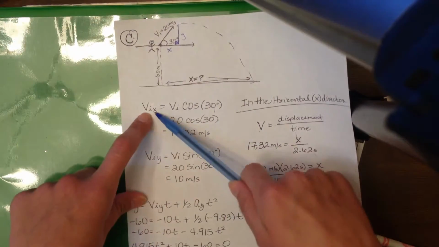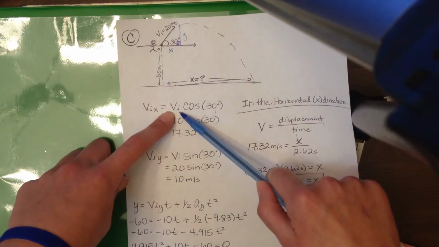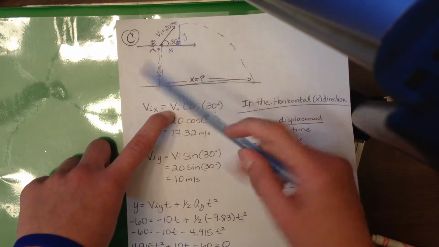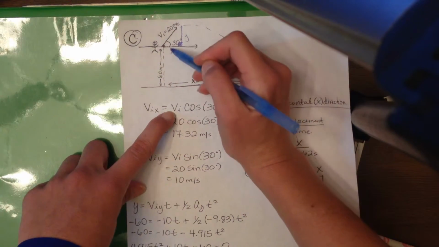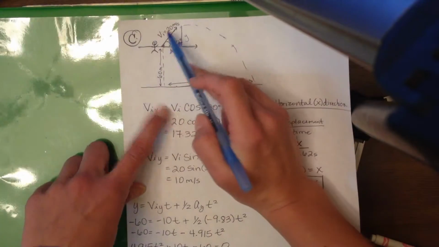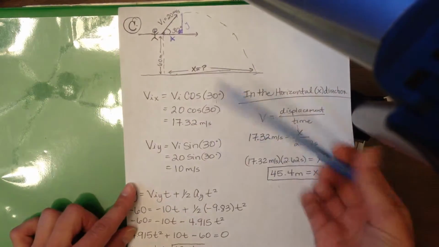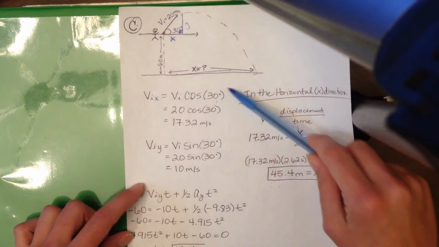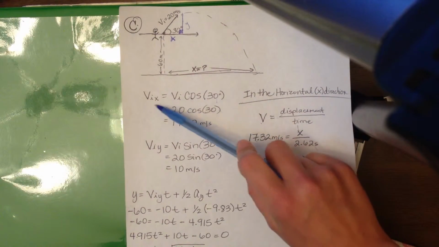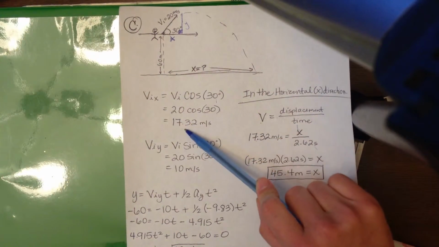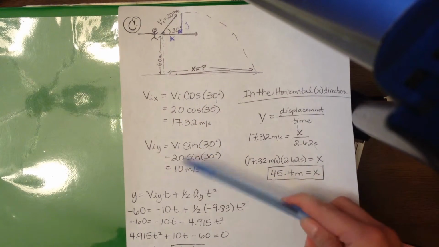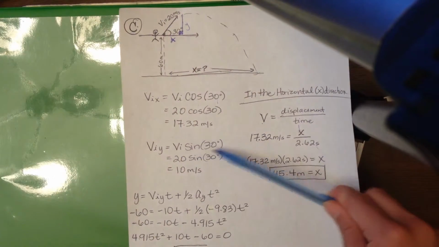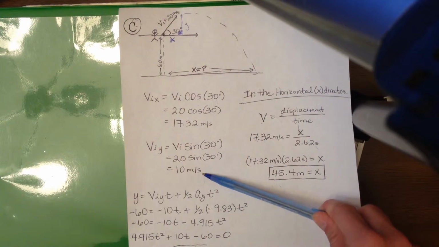So let's find the initial velocity in the x direction. It's going to be our initial velocity times cosine 30 degrees. We use cosine because this is our right angle right here, and this is our x, so we use adjacent over hypotenuse. That's why we use cosine to find the initial velocity in the x direction. And we get 17.32 meters per second. Then the initial velocity in the y direction is the initial velocity times sine of 30 degrees, and we get 10 meters per second.